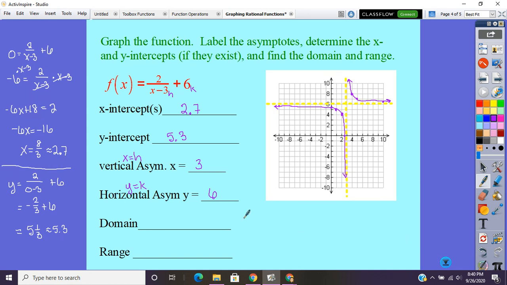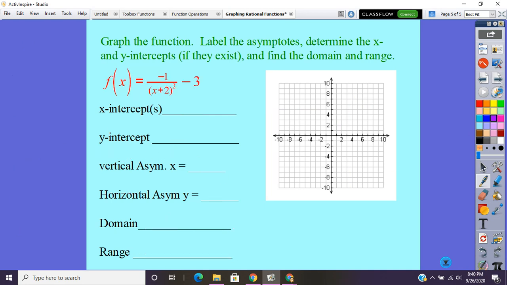And then we need to find our domain and range. Our domain, if you recall, had that break at 0. We always break at that vertical asymptote. We end up going -infinity, and our vertical asymptote is 3, and then 3 to infinity. Our range always breaks at the horizontal asymptote. So we go -infinity to 6, and then 6 to infinity. And there's your domain and range.